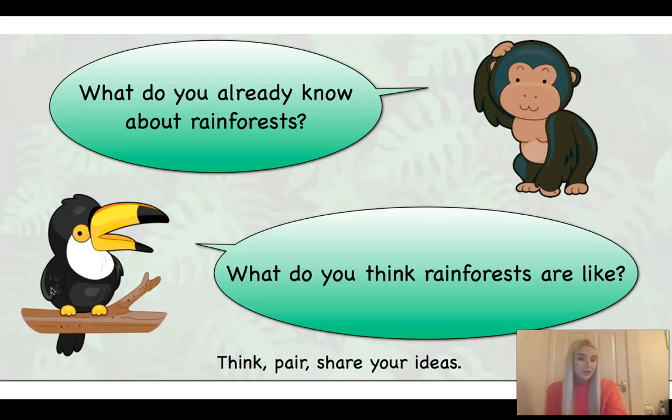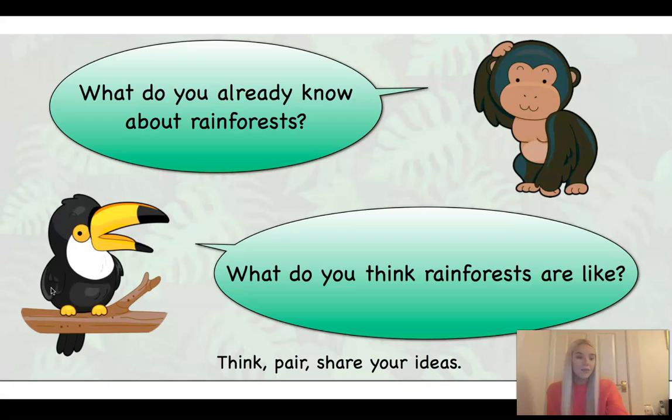We have seen some photos and we've briefly talked about it in previous lessons, but not in much detail. I would like to know what you already know and what you think rainforests are like. Please feel free to write this down if you think it'd be better. You can even just think about it or talk to someone about it, however you would like. Pause the video here and have a think, please, year 4, off you go.